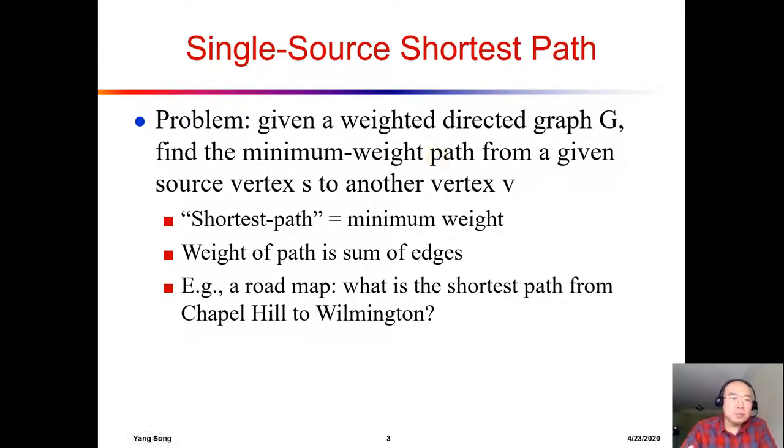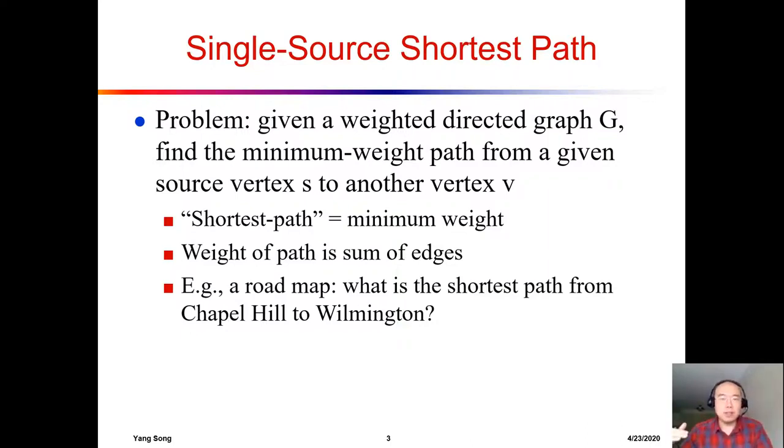Today we are going to move on to solve another type of problem, which is the single source shortest path. So the problem is, if we have a weighted directed graph, we want to find the minimum weight path from a given vertex S to another vertex V. That is called a shortest path. And we say it is shortest not because the number of nodes we have to jump is the lowest, but because we are talking about the total weight of the edges we visit.